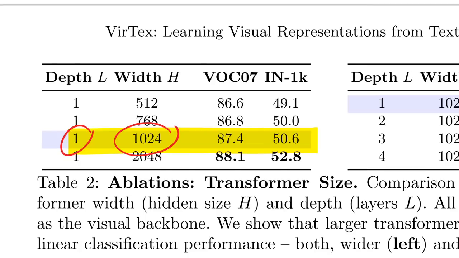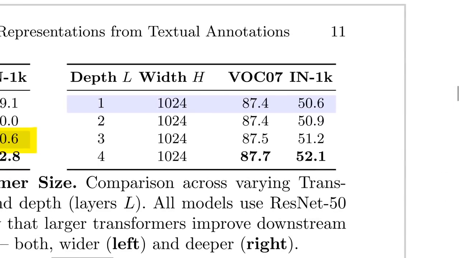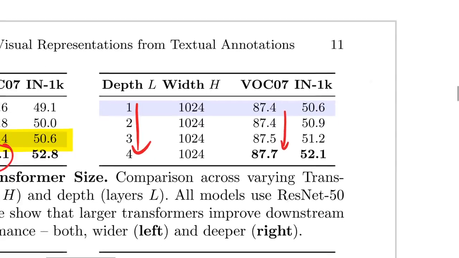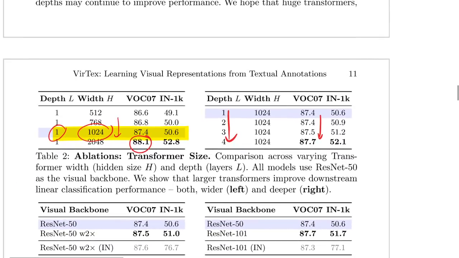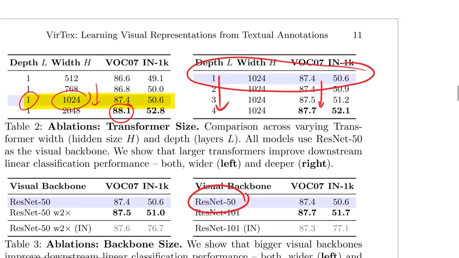You can see as you make the layer bigger and bigger, that generally helps, but I guess they decided against it because the gains are too little to make it worth it. And also, if you make the network deeper here, you make the transformer have more layers, the performance goes up, but again, the gains are marginal, so I guess they're going to leave it away. So their baseline, as you can see, is this ResNet 50 with the one layer of 1024 size.